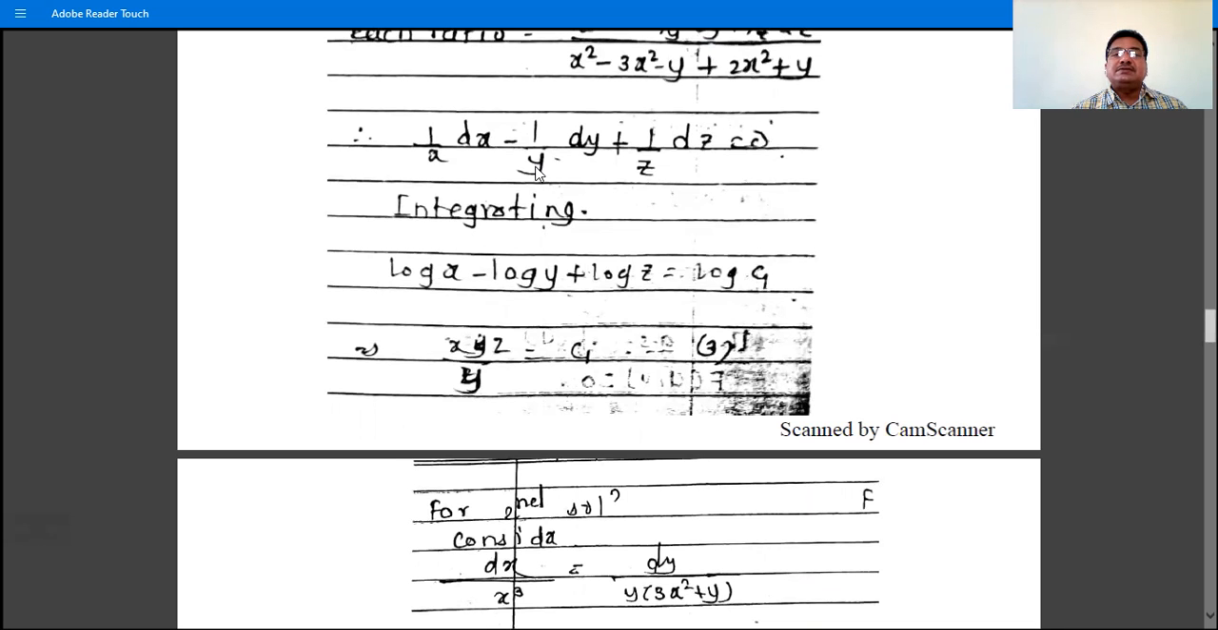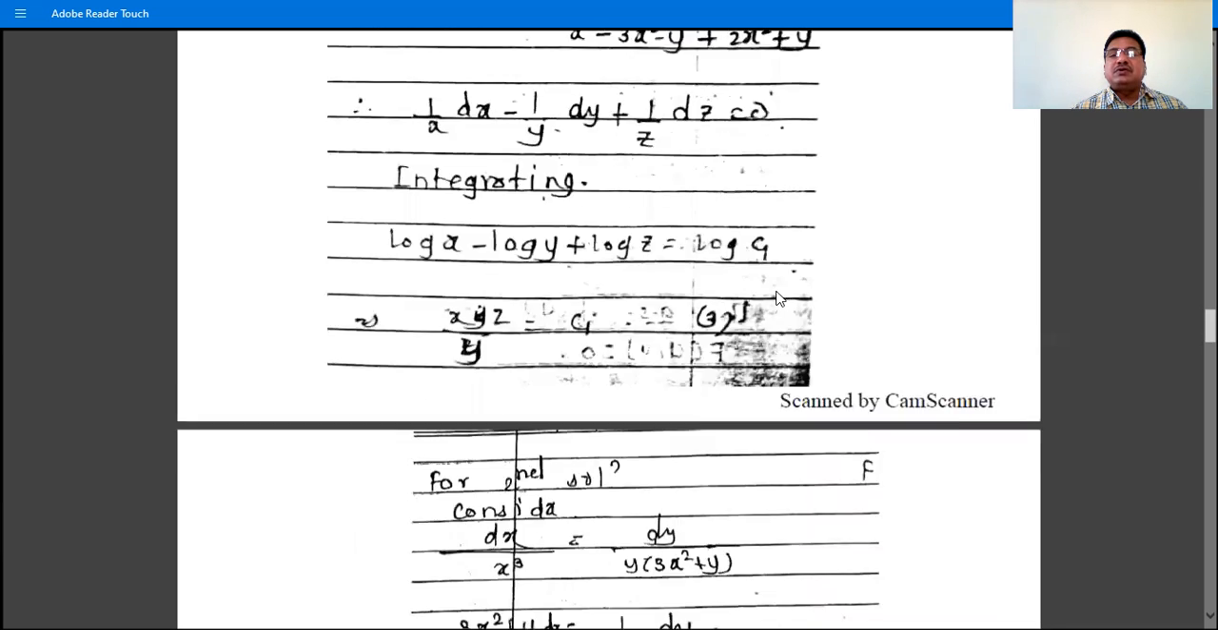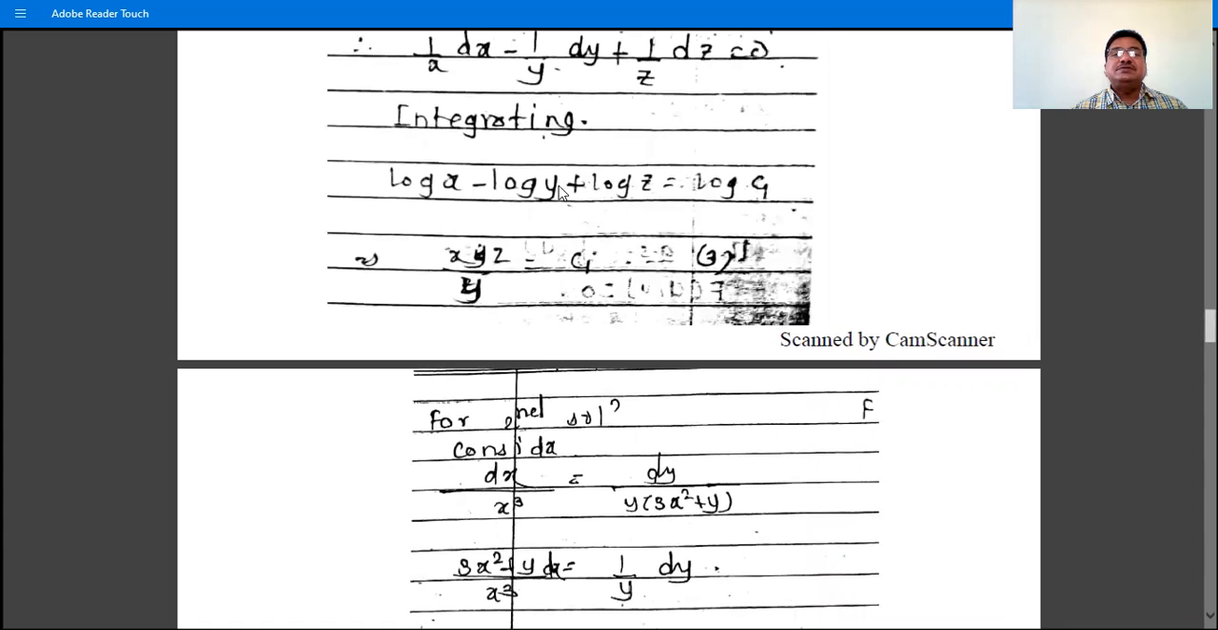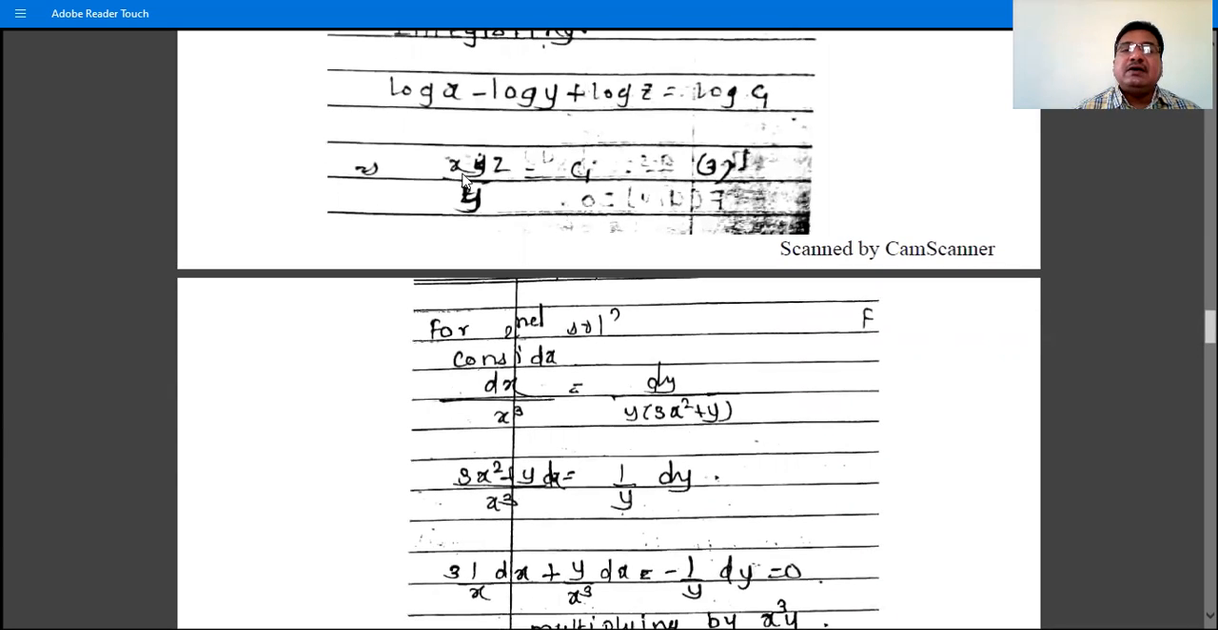So log x minus log y plus log z is equal to log c1. Then log a minus log b is log a by b, and log a plus log b is log a into b. So x into z divided by y. Log x plus log z is log x into z, and minus log y means divided by y, and cancel log of both sides. We have x into z divided by y is equal to c1 as the equation number 3.